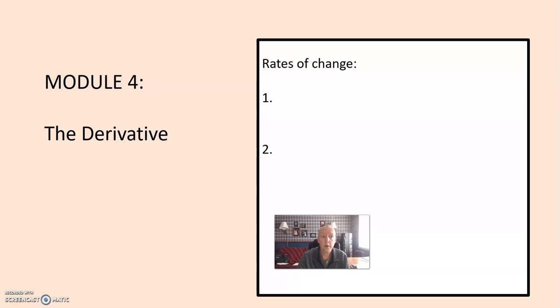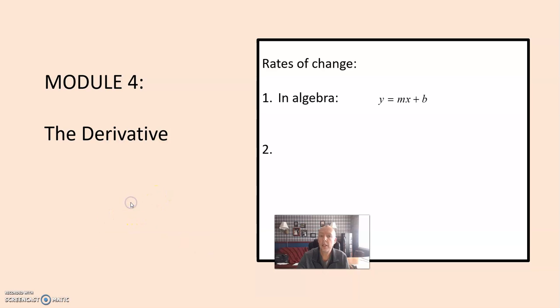In Module 4, we are looking at one of the key concepts in calculus, and that is the definition of the derivative. The derivative is a rate of change, and to help us better understand that, we can move back to our algebra. If we were given the equation of a line, y equals mx plus b, we would recall that the rate of change is m, which happens to be the slope of that line.